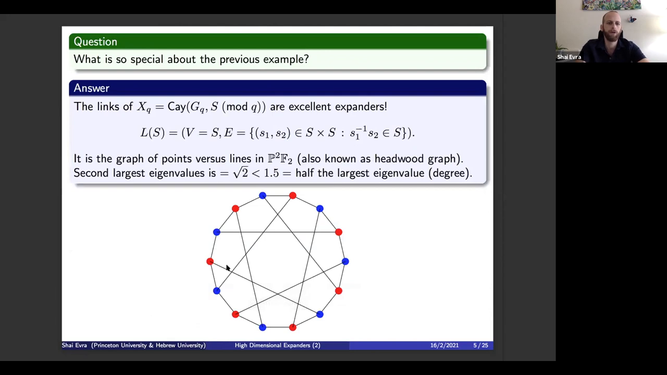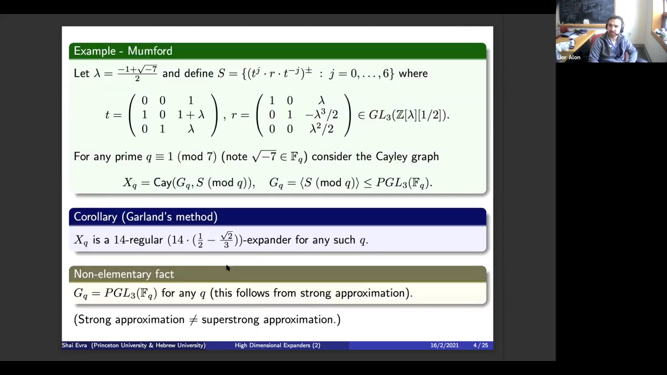Okay. Now, in the previous example that I showed you, the only thing that prevents you from saying G_p is the entire PGL3 is connectedness. Yeah, that's the only thing that can go wrong. It's equivalent. It means the same thing. So G_p being PGL3 is equivalent to saying that S generates PGL3, which is equivalent to saying that the Cayley graph of PGL3 with respect to S is connected. All of them are the same thing. Thanks. And please feel free to interrupt and ask any question or make any remark.